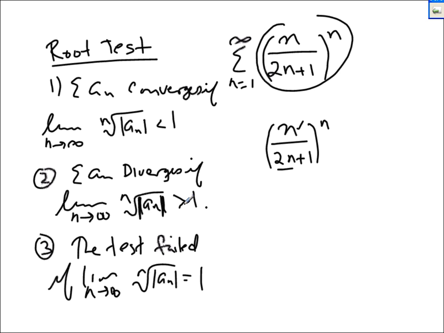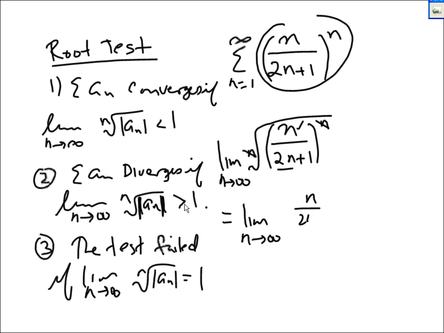Now, the root test says take the nth root of that, or take the limit of the nth root of that. These powers cancel out. Why? If that was a bit quick, not a big deal. N over 2n plus 1 to the nth power. The nth root means raised to the 1 over n power. And when you multiply those powers, you get 1, which means you can just ignore it.